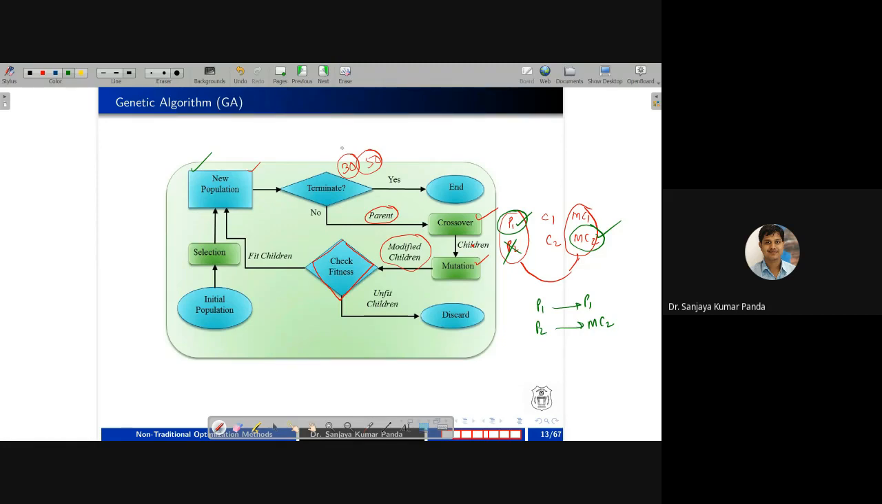So let's say my termination condition is 30. Till now I have not reached 30; I am in iteration 1 only. Then again I'll perform the crossover, I'll do the mutation, right? Then check fitness. So this iteration will be done 30 times. After 30 times, whatever values are there, that is going to be accepted, right?